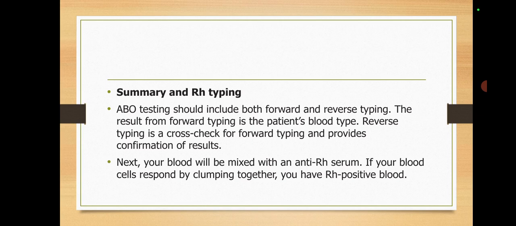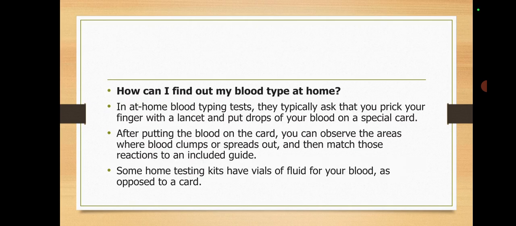Summary and RH typing. ABO testing should include both forward and reverse typing. The result from the forward typing is a patient's blood type. Reverse typing is a cross-check for forward typing and provides a confirmation of the result. Next, your blood will be mixed with the anti-RH serum. If your blood cells respond by clumping together, you have RH positive blood.